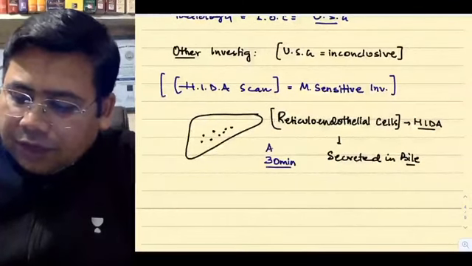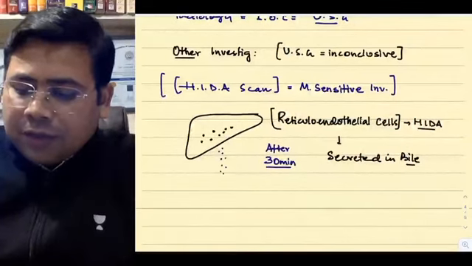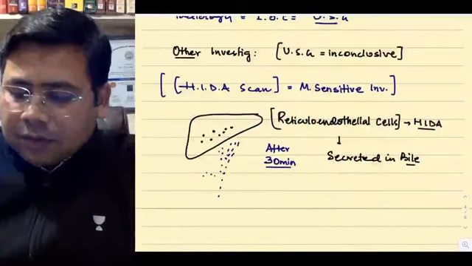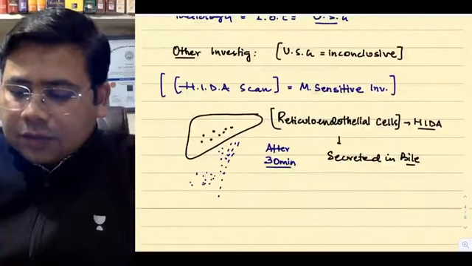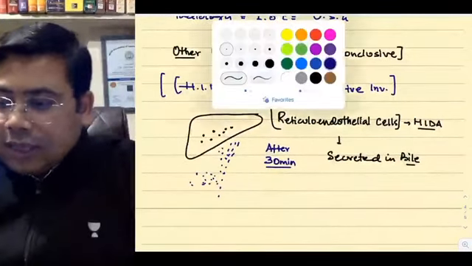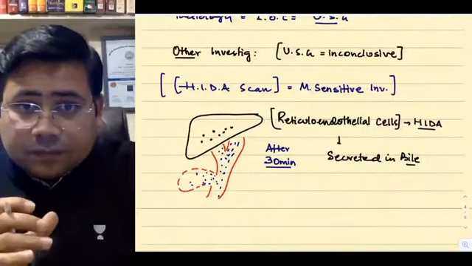After 30 minutes of injection, the image should be like this. Yes or no? So can you see? You can trace. You can say, this is the biliary tree that you are seeing. And this is the gallbladder. This is how you trace.